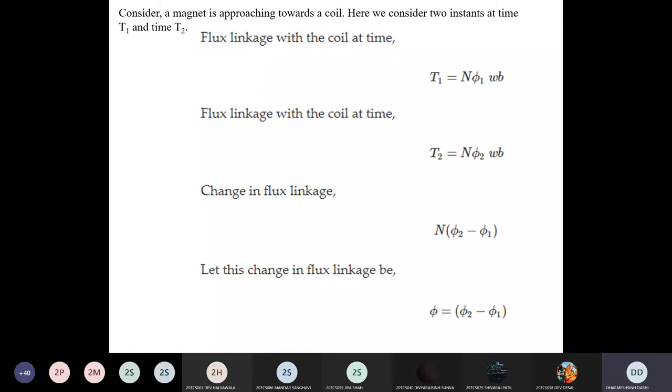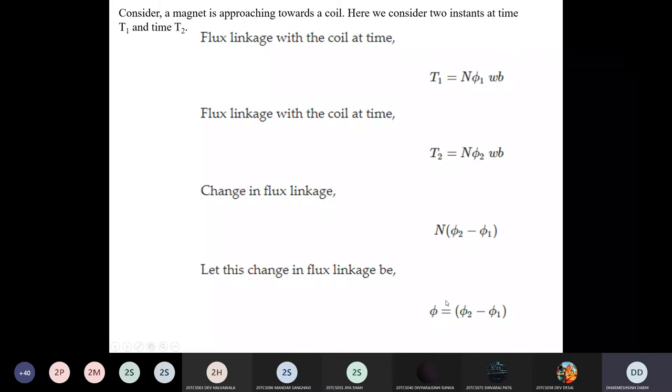So the change in the flux linkage in this time interval, T1 to T2, is the difference between these two: N phi2 minus N phi1. N is common, so it is N into (phi2 minus phi1). That amount of flux is linked with the coil between these two instants of time, from T1 to T2. Here, if we call phi2 minus phi1 as phi, that is the flux linkage.